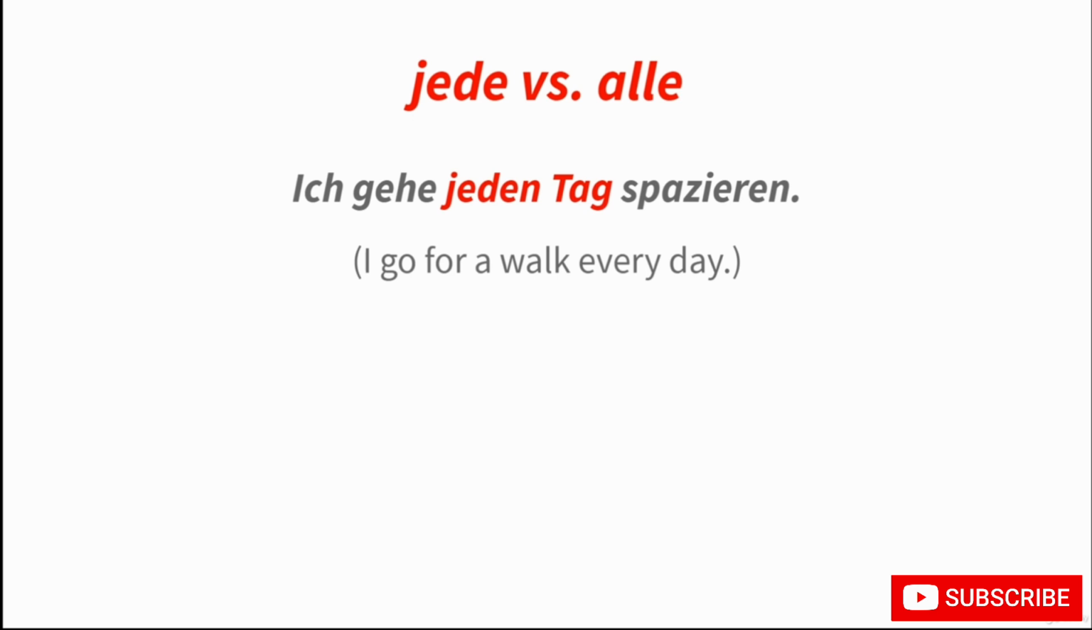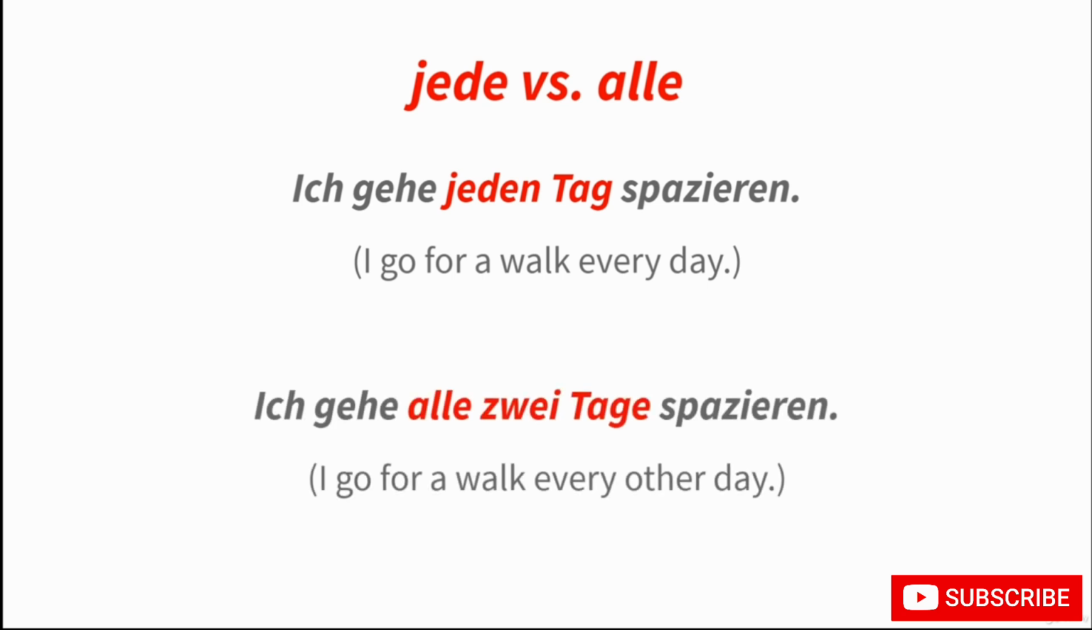Ich gehe jeden Tag spazieren. I go for a walk every day. But when I say ich gehe alle 2 Tage spazieren, then it means I go for a walk every other day. Not every day, every other day. When I want to say every day, jeden Tag must be used. But when I want to say every other day, every 3 days, every 4 days, no matter the number, alle must be used. And don't forget to make the word plural, not singular.